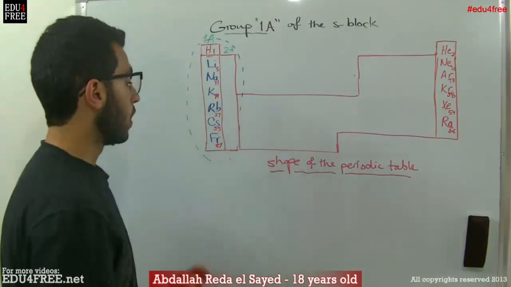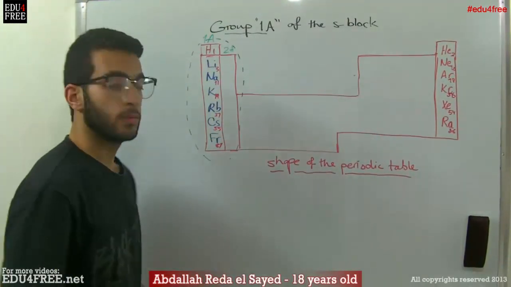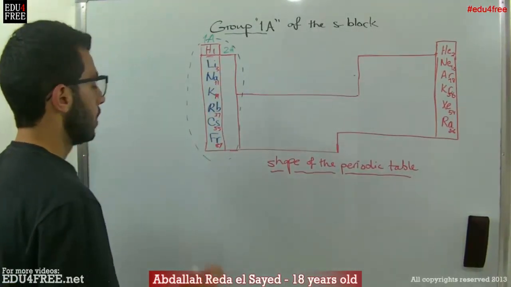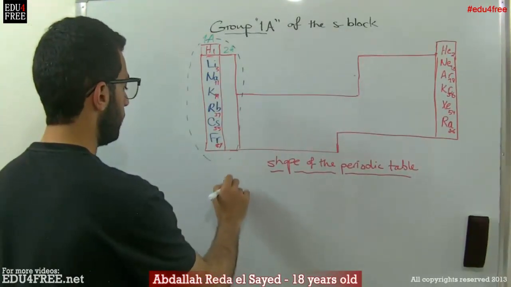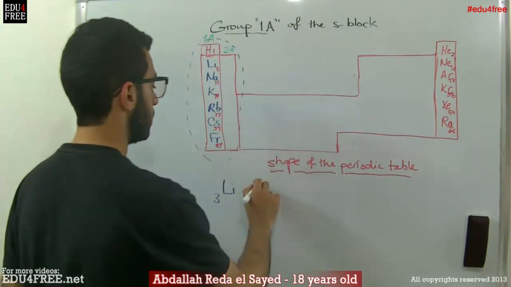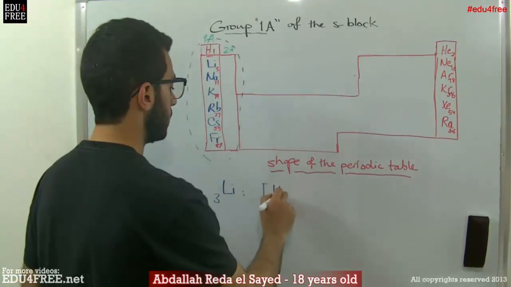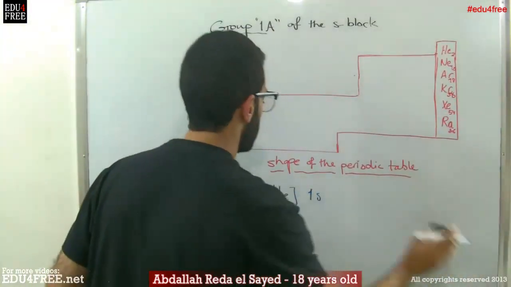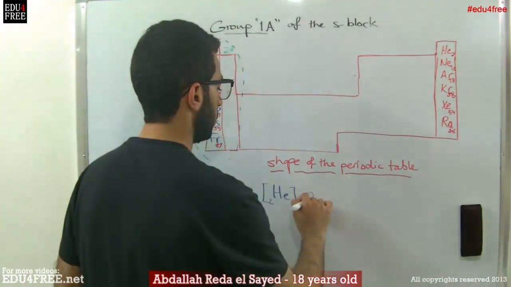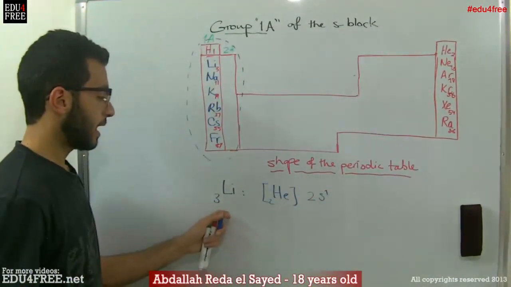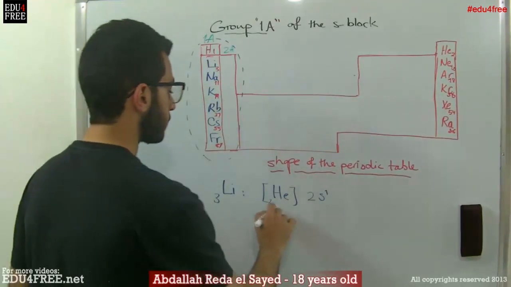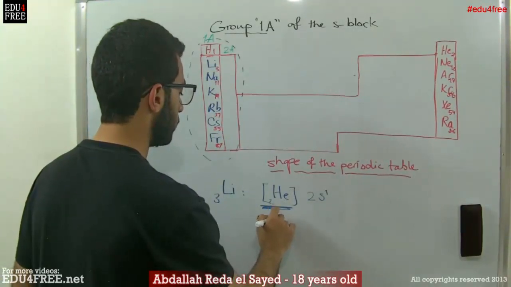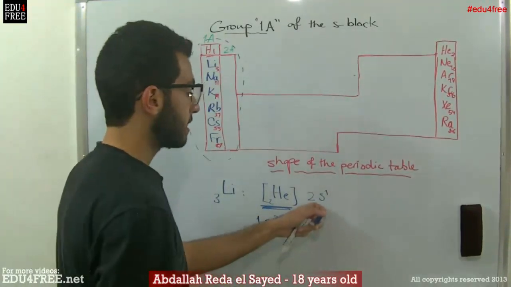So as simple as it is, when we try to write the electronic configuration of these elements, what we do is we say, for example, lithium 3 is, between square brackets, helium, then 2s1. This means that lithium consists of the same electronic configuration as helium, which is 1s2, then it has a 2s1.